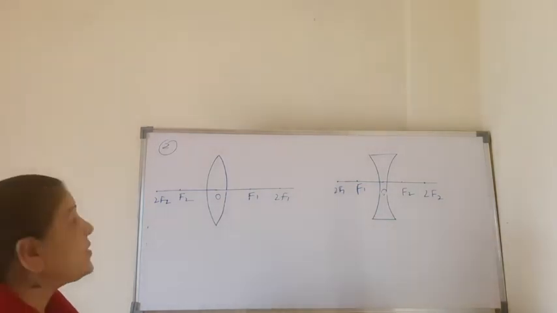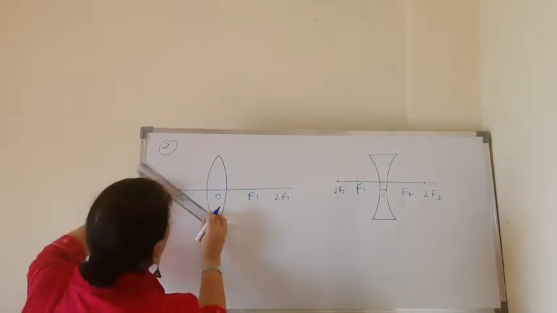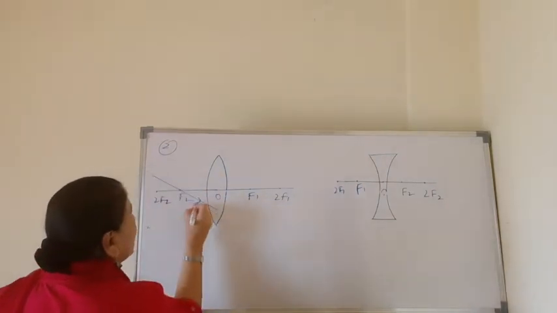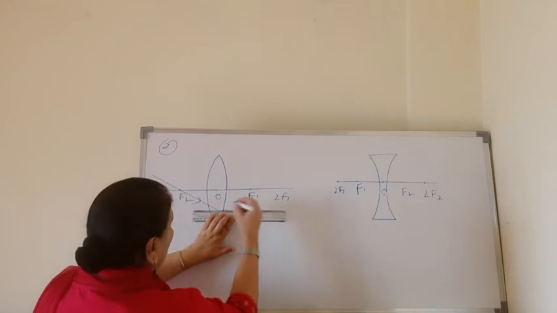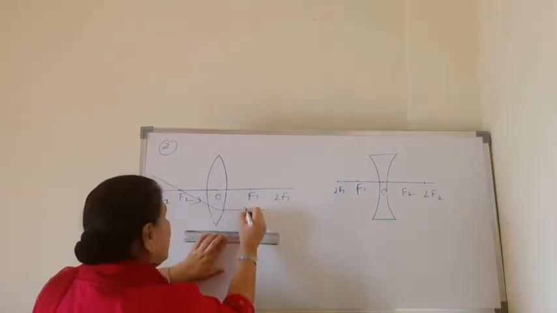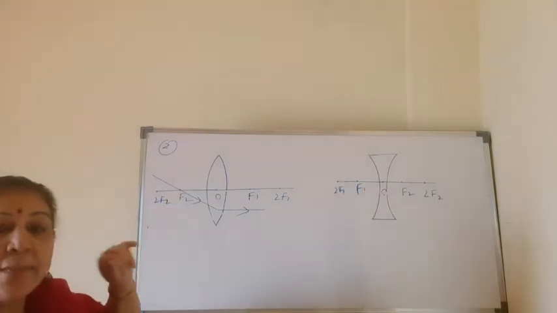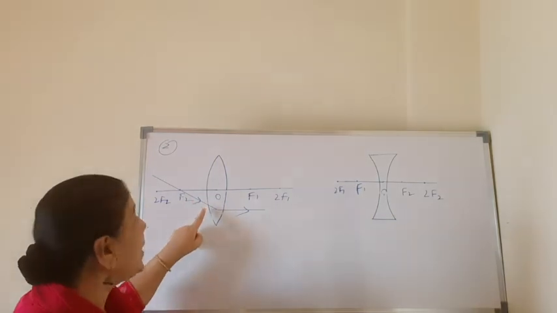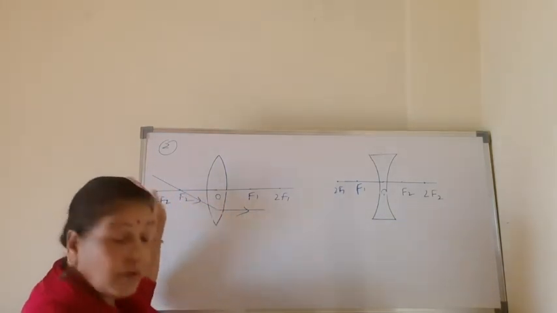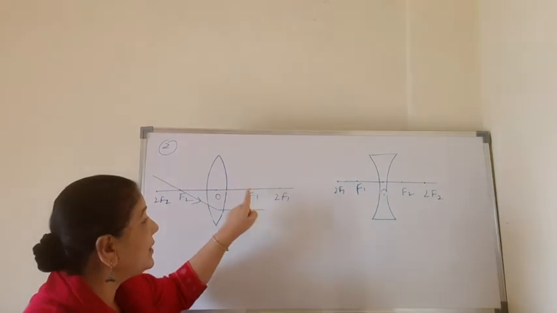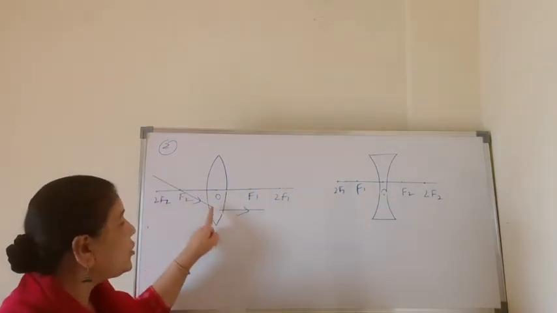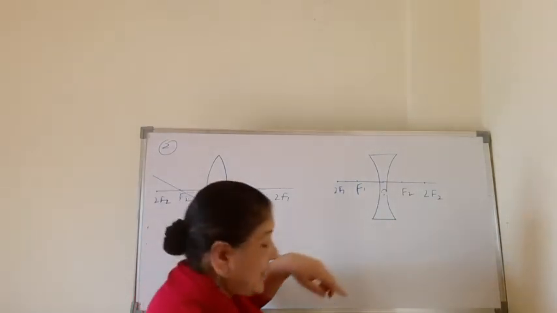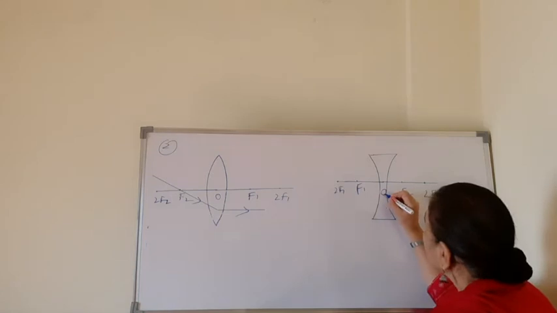So the ray which is passing through F in the case of convex lens, after refraction goes parallel to the principal axis. So the second ray I may take is the ray which is passing through the principal focus for convex lenses, this one. The ray which passes through focus becomes parallel to the principal axis after refraction, whereas in the case of concave lens, what will happen?